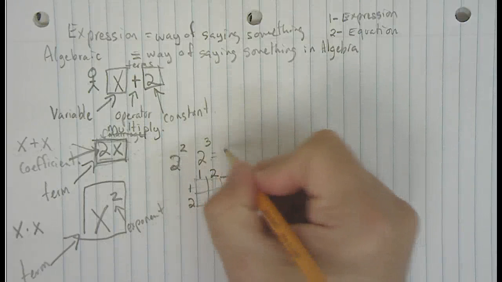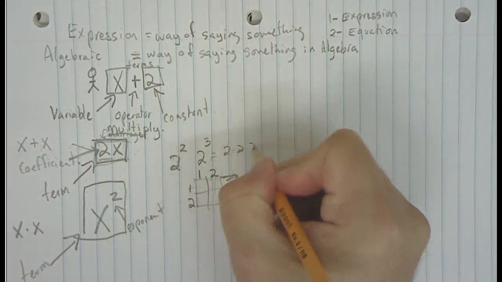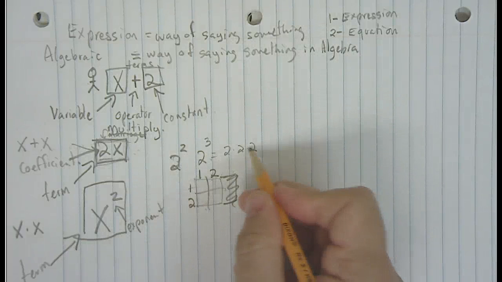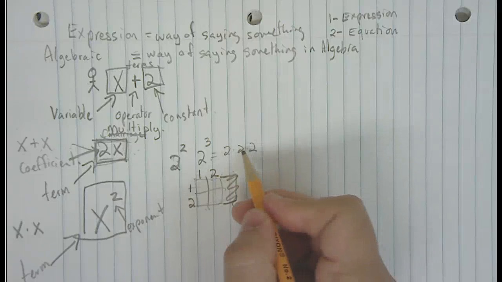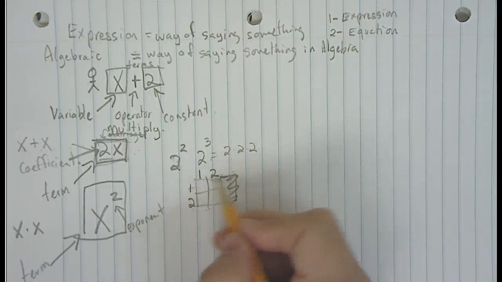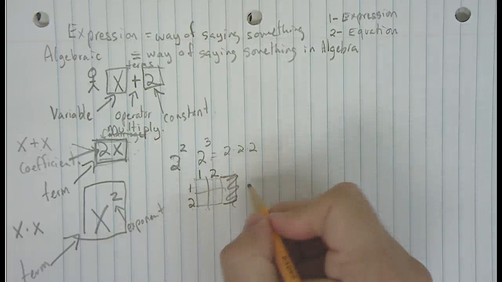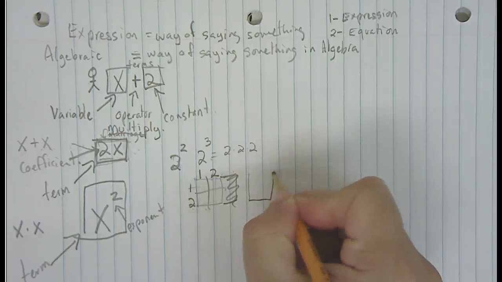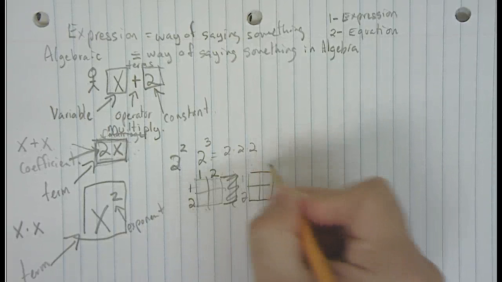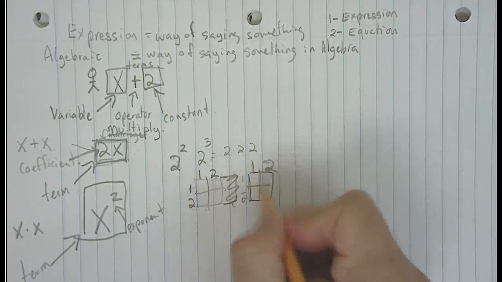So this means 2 times 2 times 2. So it means I have my 2 squared, and then I have 2 sets of 2 sets of 2. So here's one set of 2 sets of 2, and then a second set would need to be made that represents 2 sets of 2. Oh my gosh, it grows pretty quick, doesn't it?